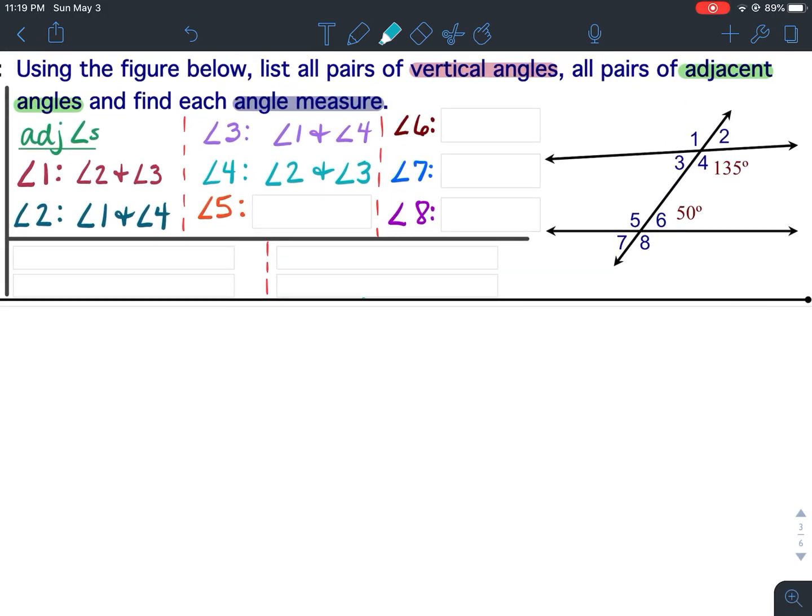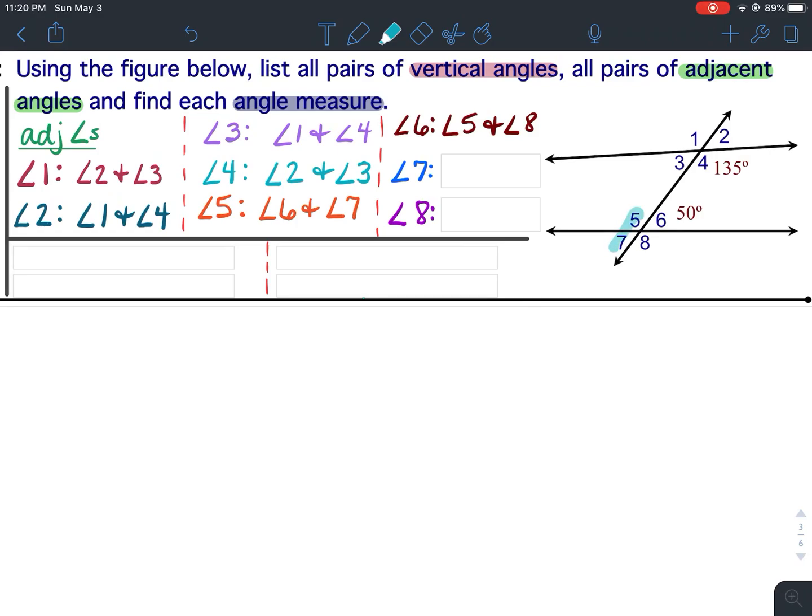Okay, angle 5 is side by side with angle 6 and side by side with angle 7. Therefore, angle 5 is adjacent to angle 6 and angle 7. Angle 6 is side by side with angle 5 and side by side with angle 8. Therefore, angle 6 is adjacent to angle 5 and angle 8.